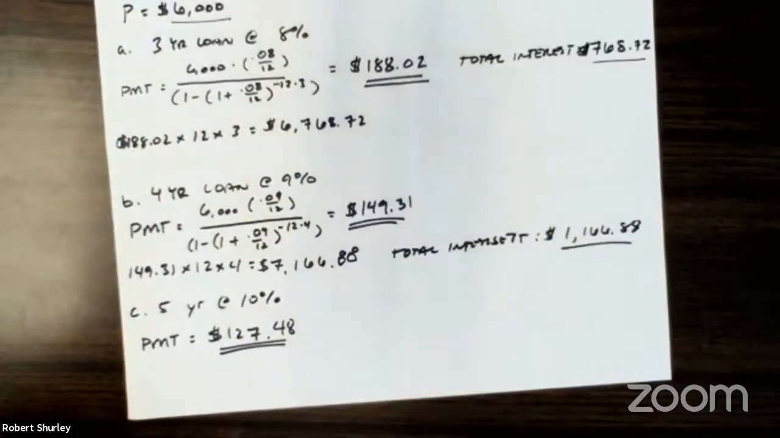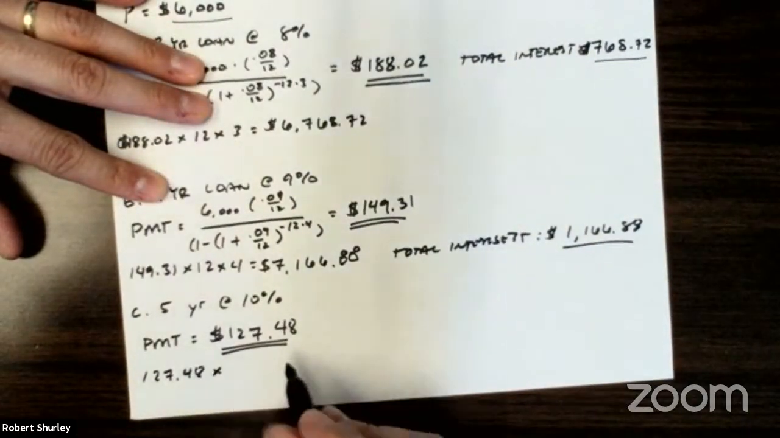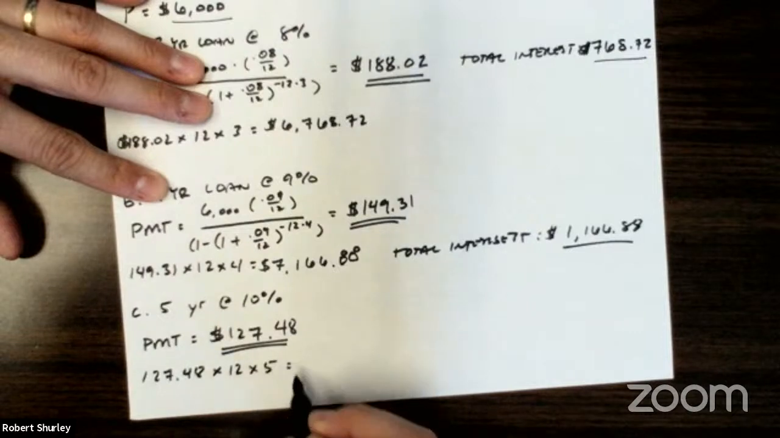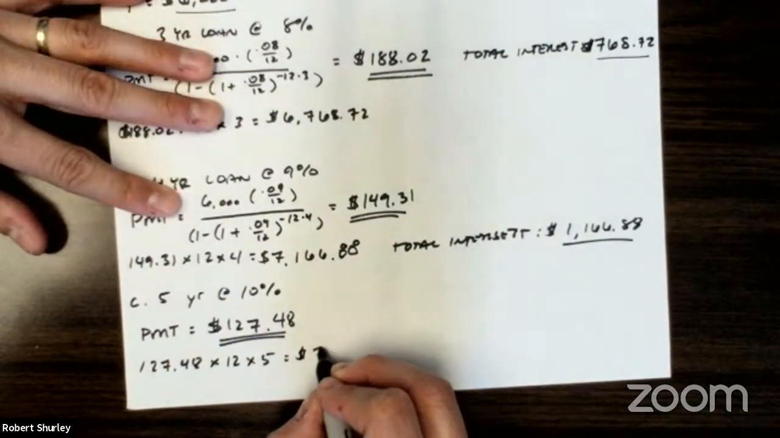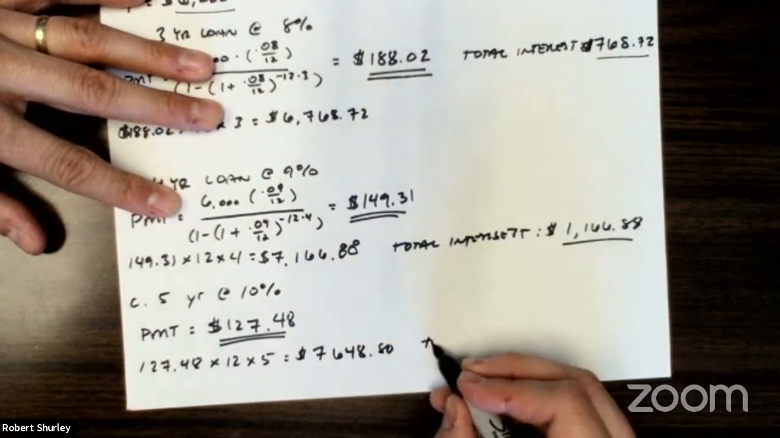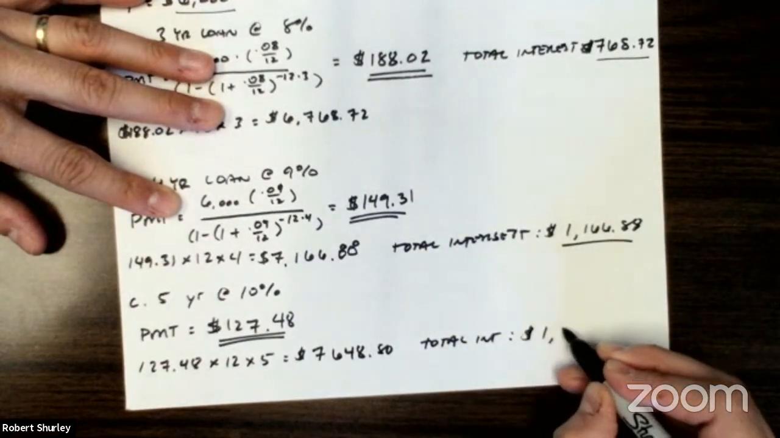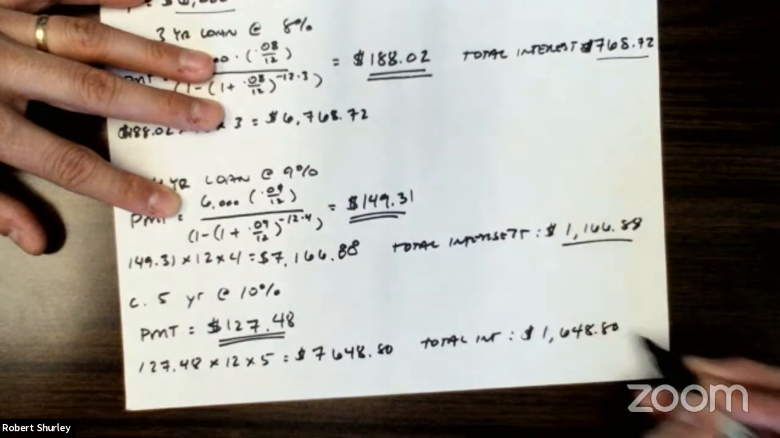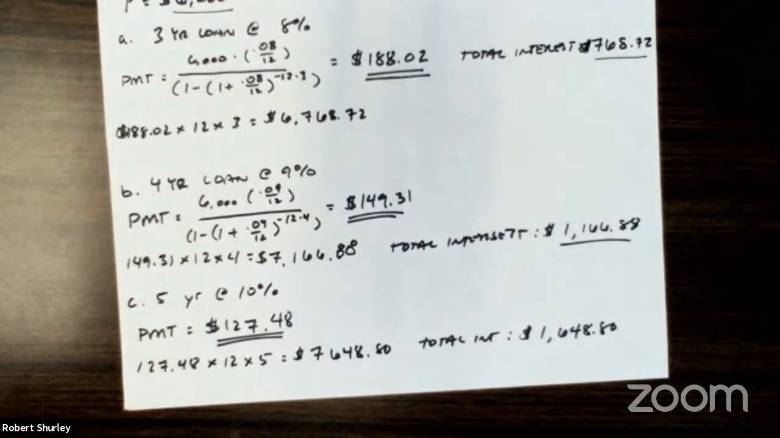So the last one, the 5-year, which looks great. Oh, hey, our payment's only $127. But if we do the same thing, 12 times 5, so 127.48 times 12 times 5 is $7,648.80. So that means our total interest is going to be $1,648.80.